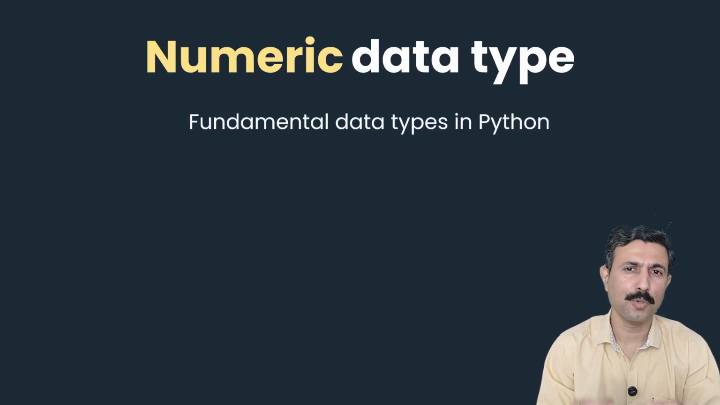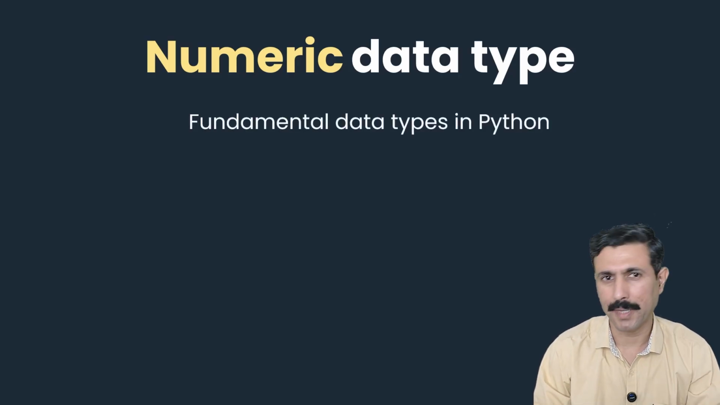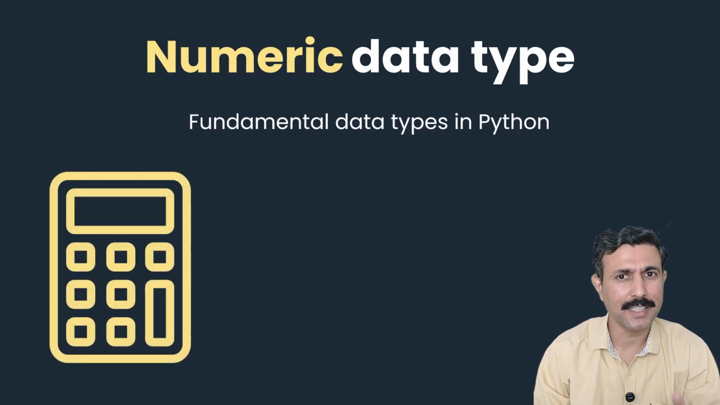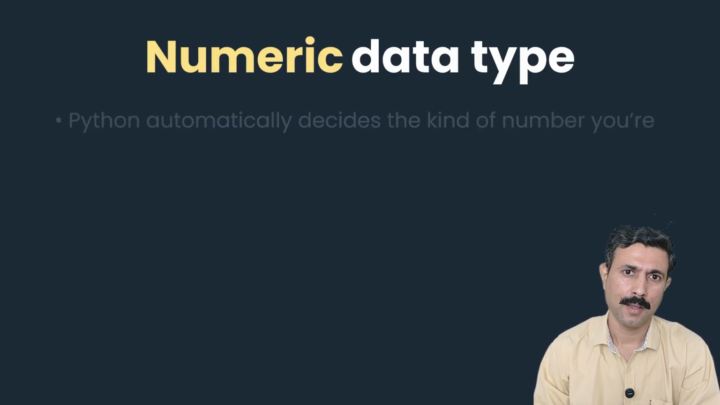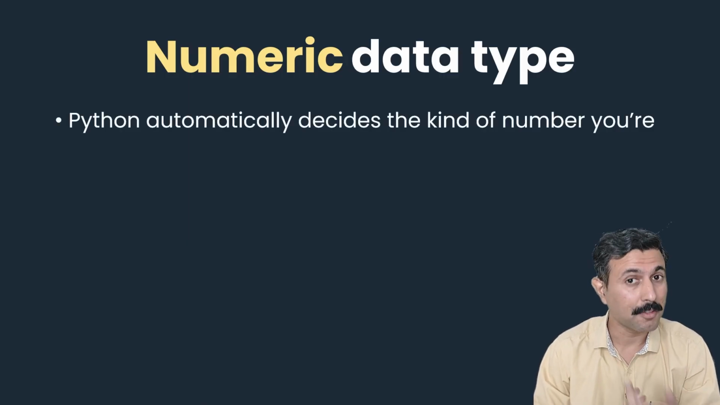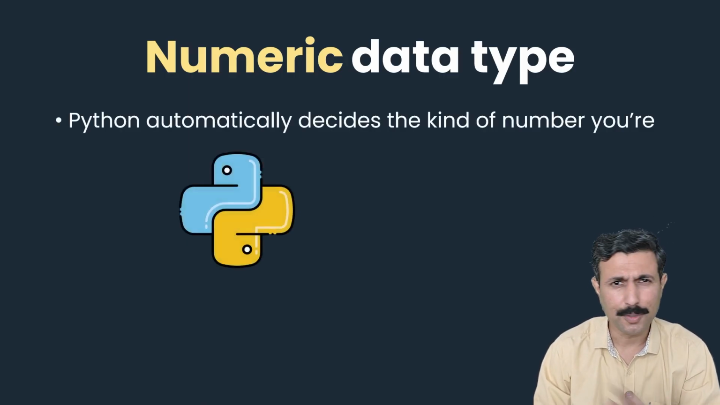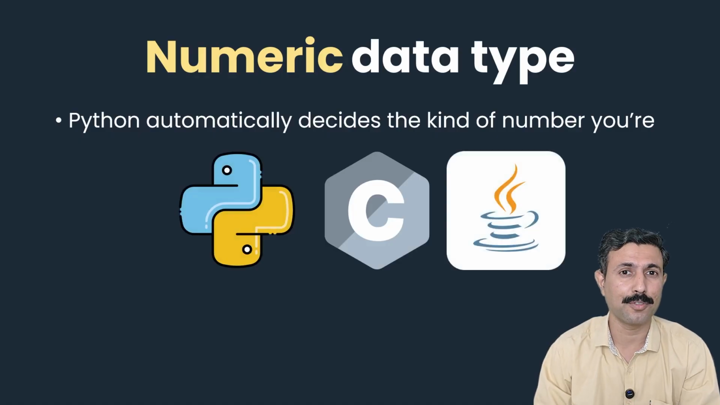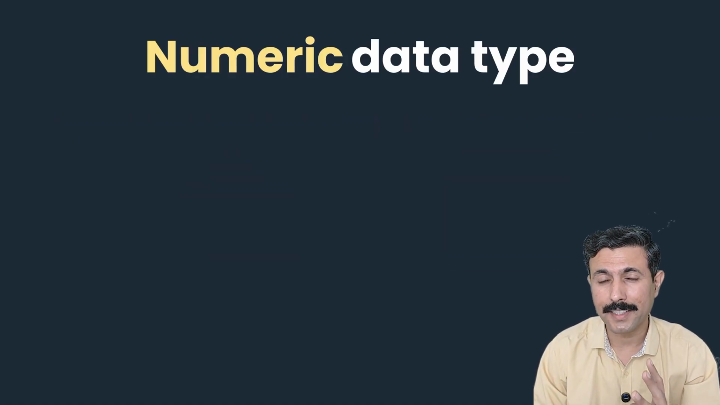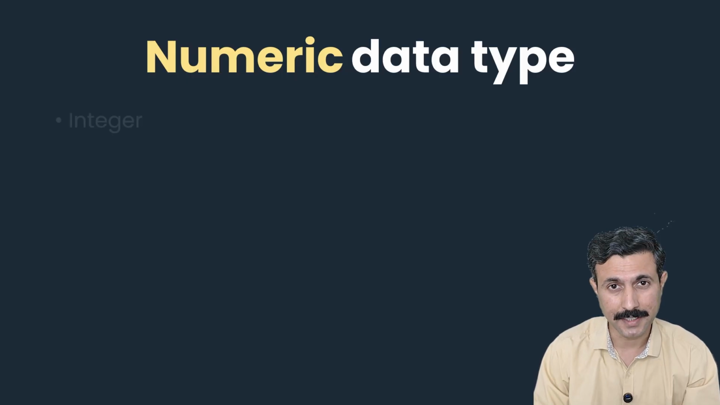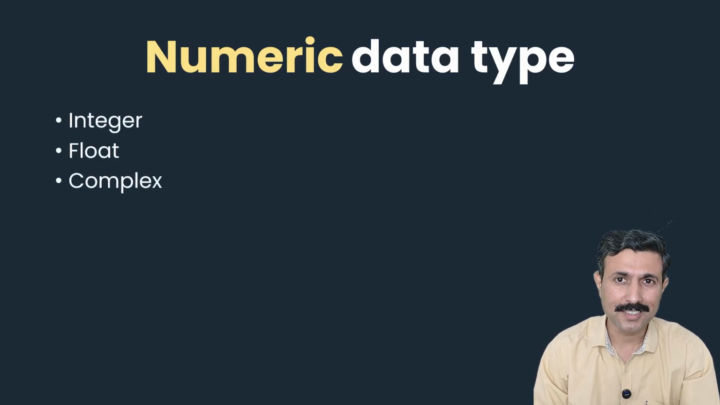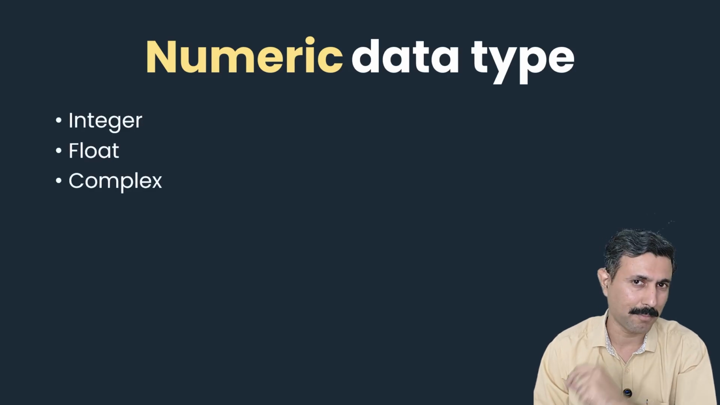Numbers are one of the most fundamental data types in Python. They represent the values that we can calculate, compare and measure. Python automatically decides the kind of number that we are using, so you don't need to declare it like we used to do in C and Java. There are three numeric data types in Python: integer, float and complex number. We'll understand each of them step by step.